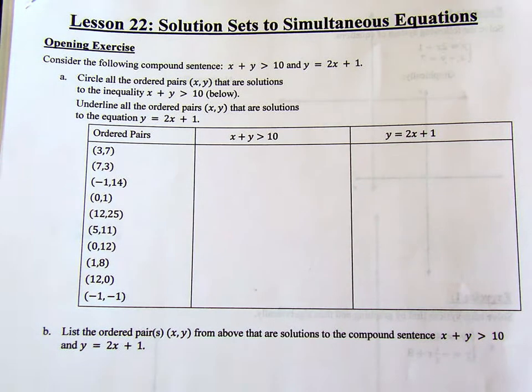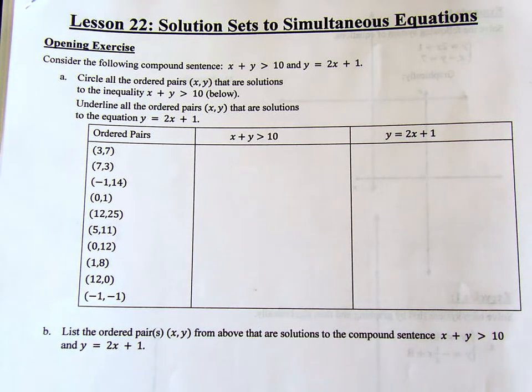So today we're going to talk about solution sets to simultaneous equations. The first opening exercise says, consider the following compound sentence: x plus y is greater than 10 and y is equal to 2x plus 1. They want us to circle all the ordered pairs x, y that are solutions to the inequality x plus y is greater than 10. All the ordered pairs are below in this chart.